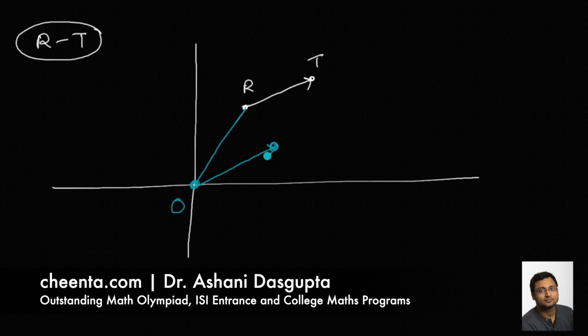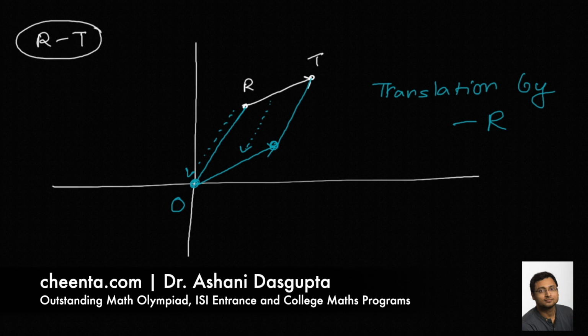So basically we do it by completing the parallelogram. You think of it as floating this particular vector to the origin. So R floats to O, the point O. It's a translation by negative R. That's how you should think about it. So R goes to 0, 0.